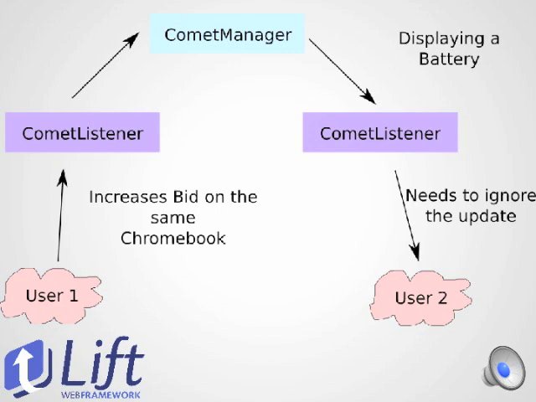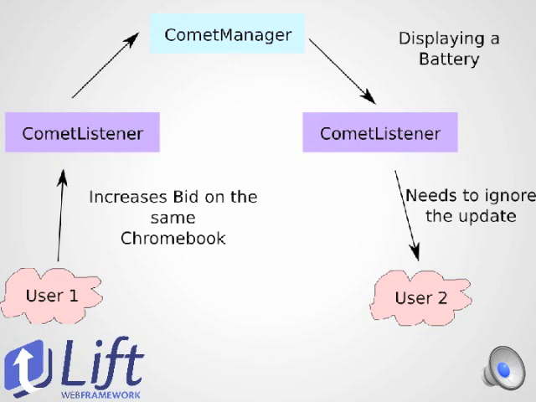Now, the problem with this is, let's say that user 1 is bidding on the Chromebook, but user 2 is looking at a battery, a totally unrelated item. If you just use the plain Comet Manager and Comet Listener traits, then the Comet that is displaying the battery will also get the message saying that the Chromebook price was updated. Now in your low priority message, you need to handle this, and you need to see, okay, if this isn't a price for the battery that this user is using, disregard the message.